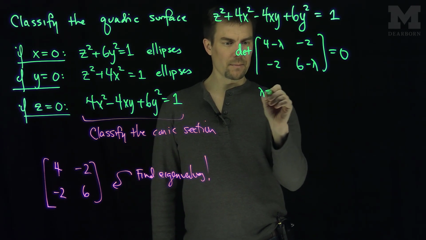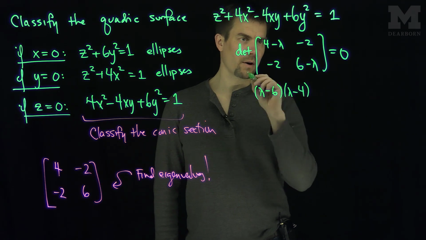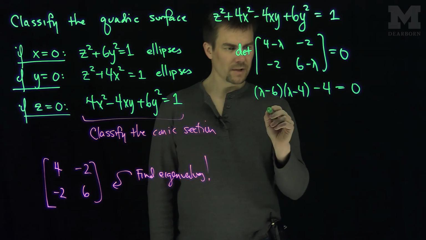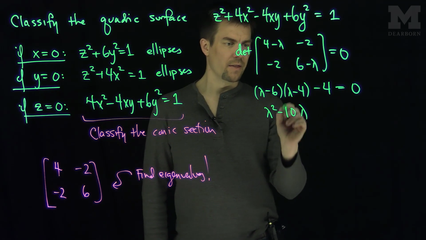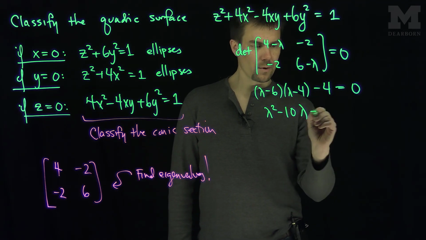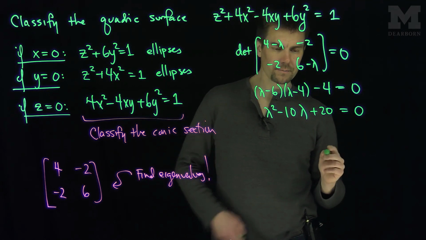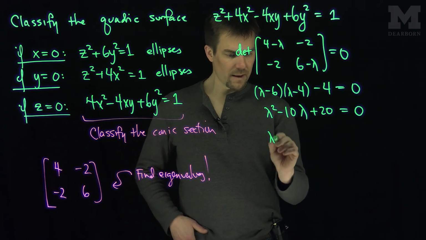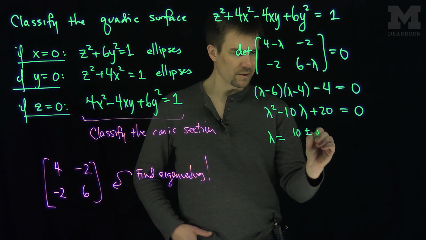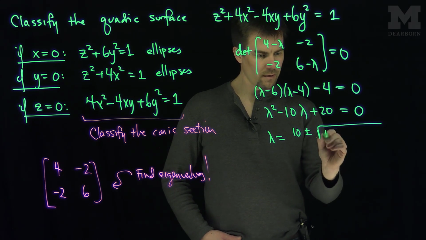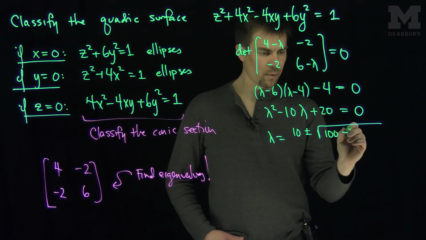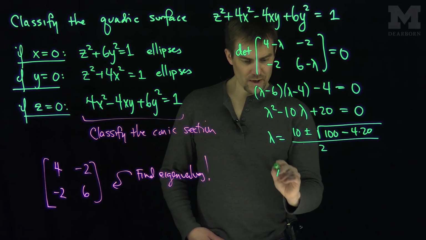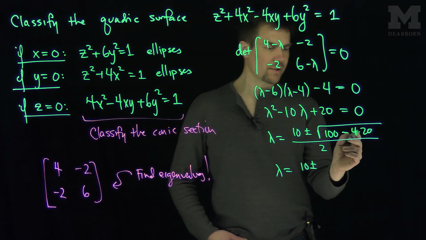Doing this determinant, I'm going to have lambda minus 6 times lambda minus 4, minus negative 2 times negative 2, which is minus 4, equal to 0. And so we'll have lambda squared minus 10 lambda plus 24 minus 4, which is plus 20, equal to 0. So lambda is equal to 10 plus or minus the square root of 100, that's 10 squared, minus 4 times 20, which is 80, all divided by 2.